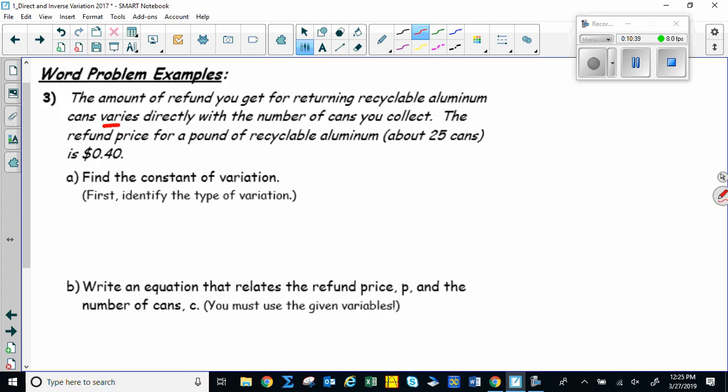So I see this varies directly. That tells me direct variation. Okay, so I'm going to say direct variation. My equation will be y equals k times x. If I get the k by itself to find k, I'm going to take y and divide it by x.